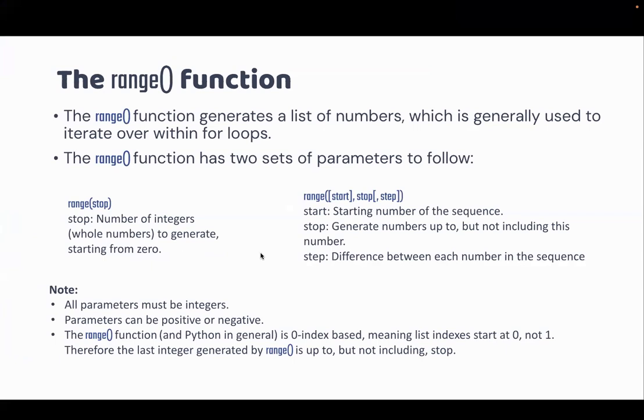All right, if not, here are some quick notes for the range function. As I said, all the parameters must be integers, and the parameters can be positive or negative. Also, the range function is zero indexed, so it starts from 0, excluding the last stopping point.